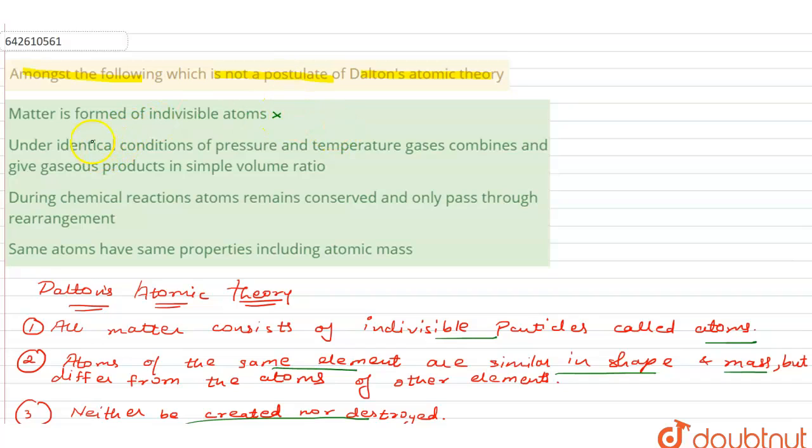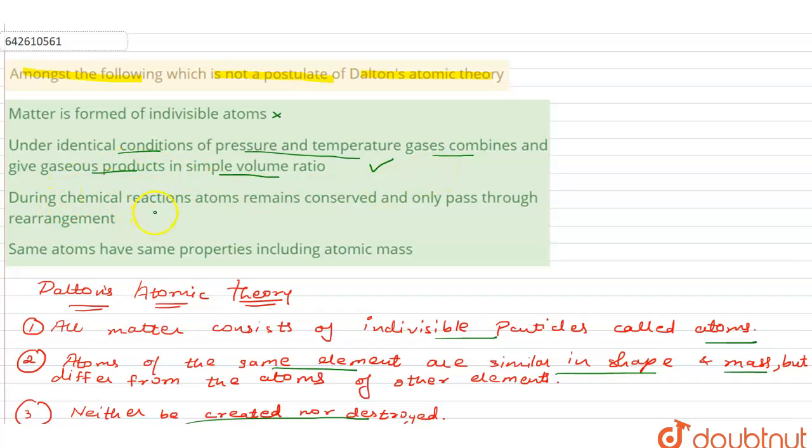The second option says that under identical conditions of pressure and temperature, gases combine and give gaseous products in simple volume ratio. Now, such a complex postulate is not a part of Dalton's atomic theory. Actually, this comes under one of the gas laws. So this is a non-postulate. Absolutely true. So option 2 is already in our answer line. Let us check out the other options.